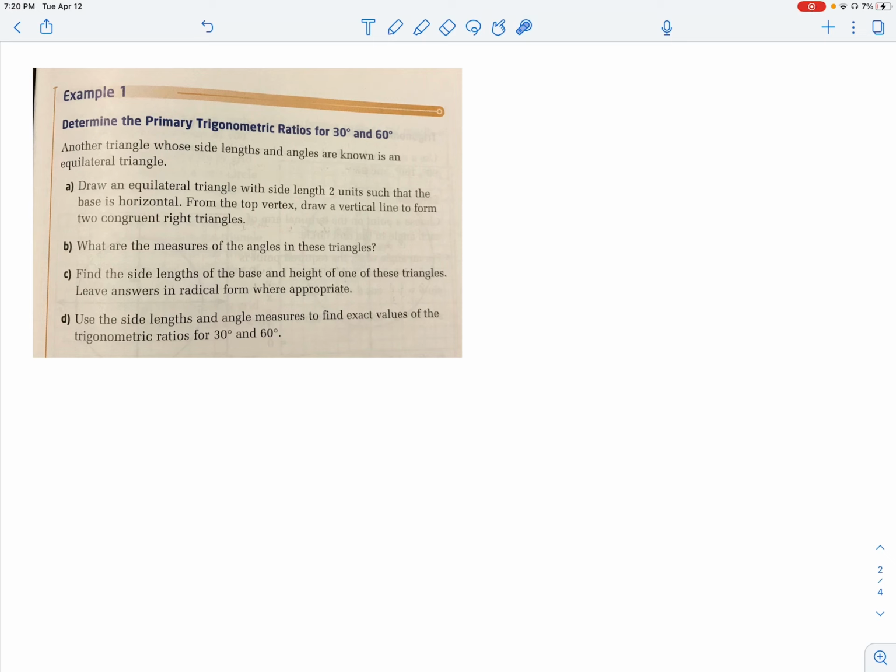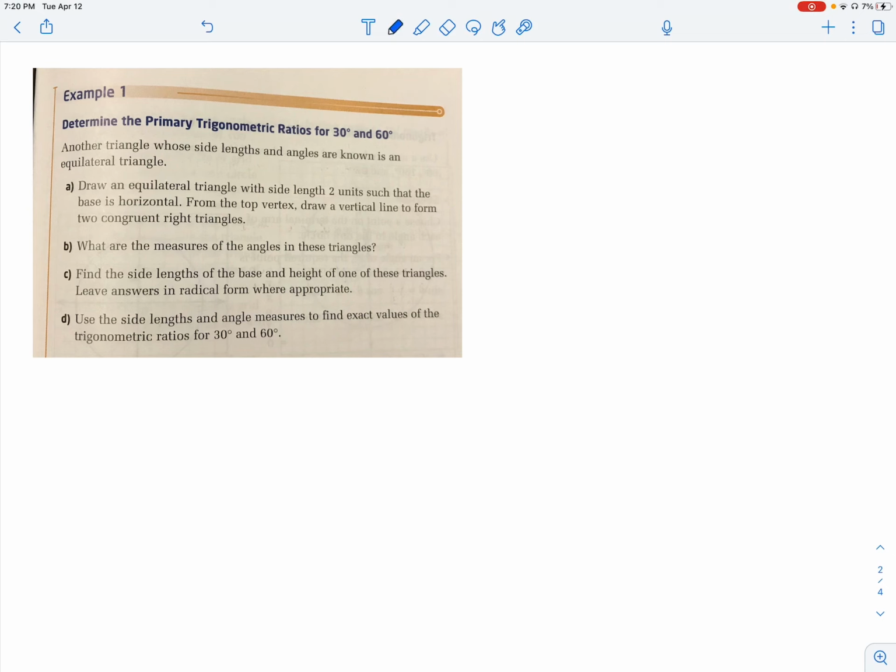In this example, actually our first example, we're going to determine the primary trig ratios for 30 and 60. These angles are special because we can actually get exact values for the trig ratios. In order to do this, we need to start off by drawing an equilateral triangle. So we're going to do that in part A.